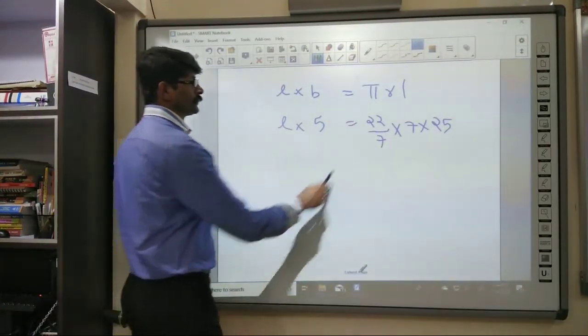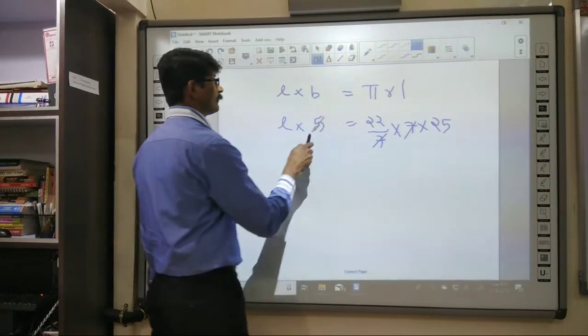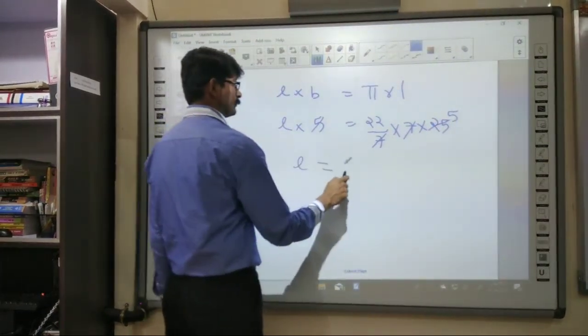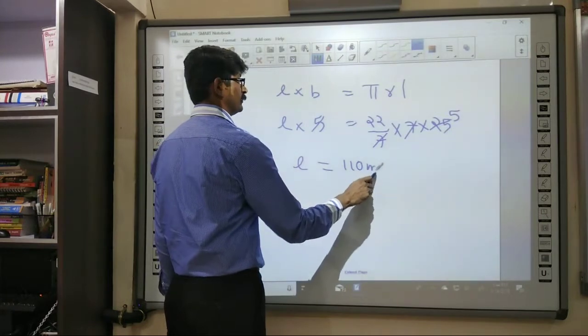So once you calculate this, 7 and 7 will get cancelled. 5 ones are 5, 5 fives are 25. So the length is equal to 110 meters.